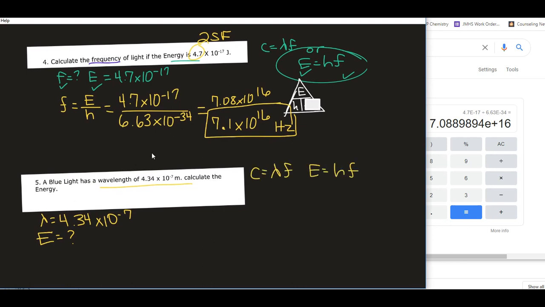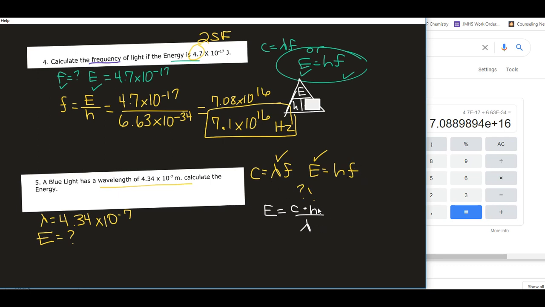So looking at that, and if we do our check mark method, okay, we see that we have lambda and we have E. Those are not part of the same formula. So this is one of those where we have to use that special formula. E is equal to speed of light times Planck's constant, all divided by lambda. Okay, speed of light times Planck's constant, all divided by that wavelength, and that's that connection. Because once again, we're going through frequency.